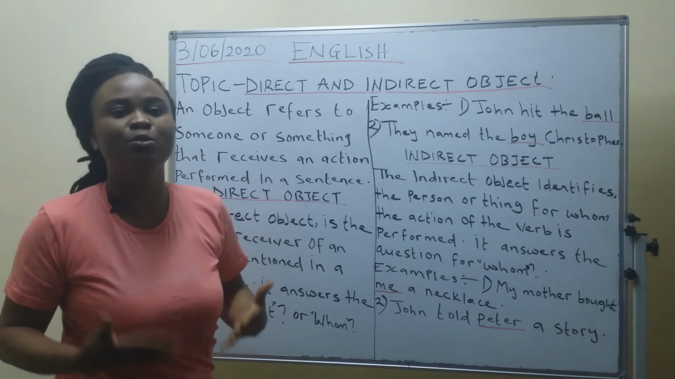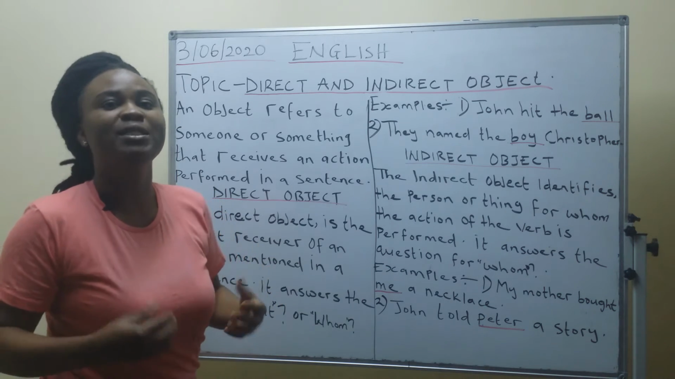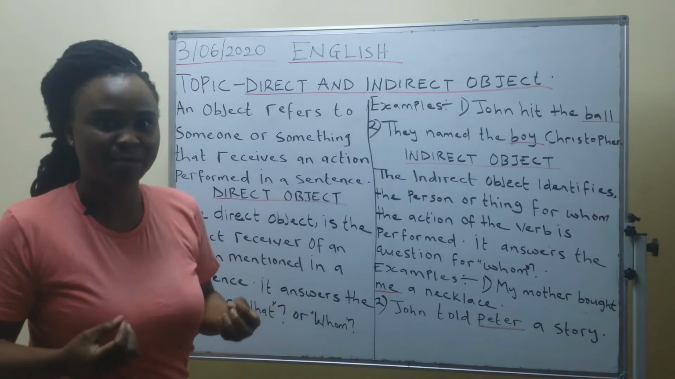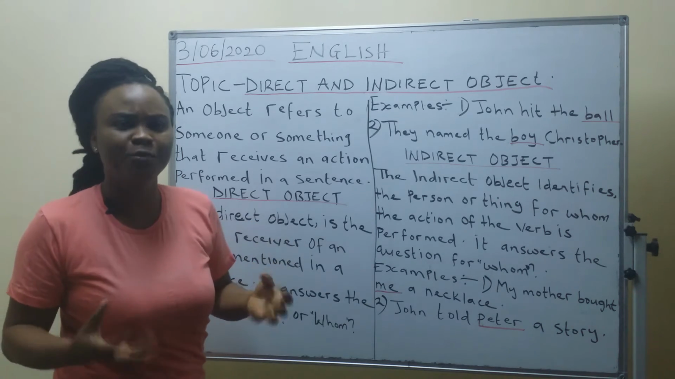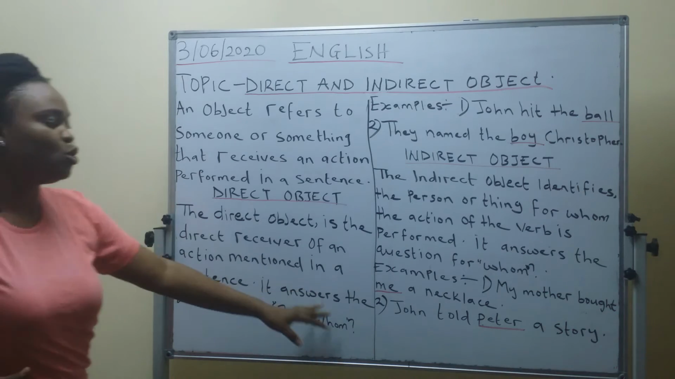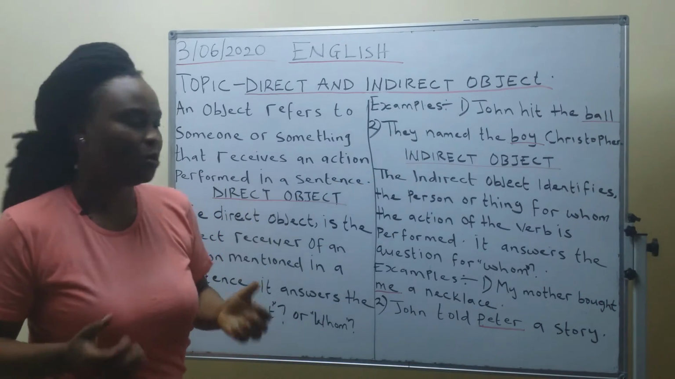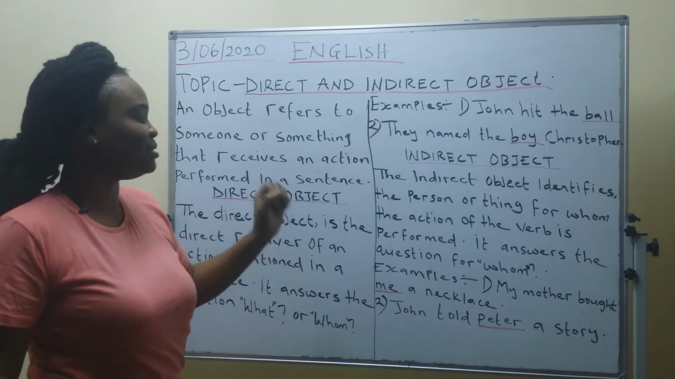Who did they do this thing for? Who did they buy such a thing for? Who did they beat? Are you getting what I'm saying? So for you not to be confused, just know that the direct object answers the question what and who, but indirect answers only who. Okay? So now I'll move to example 1.